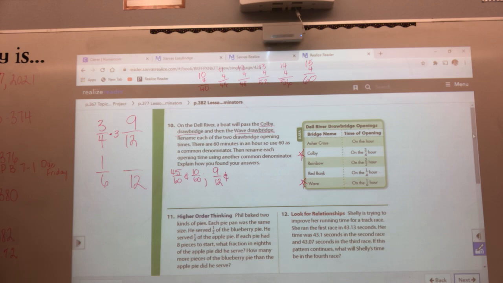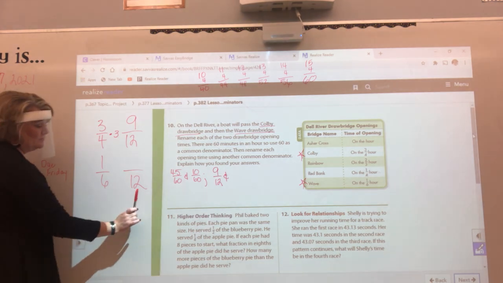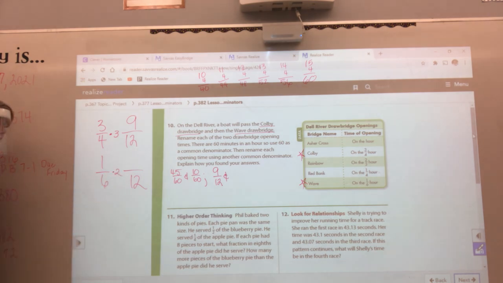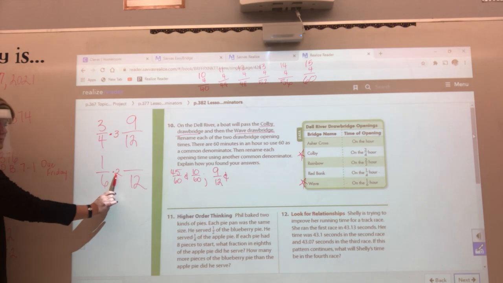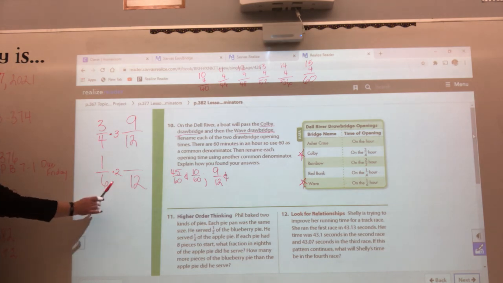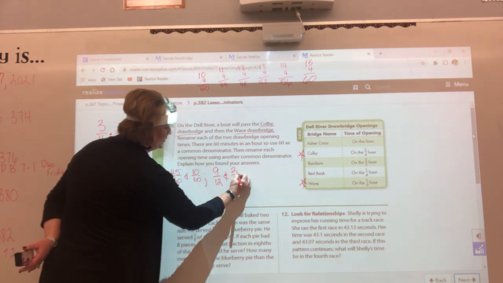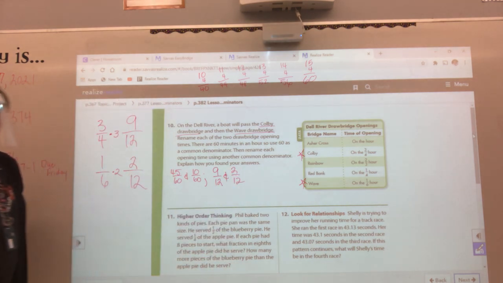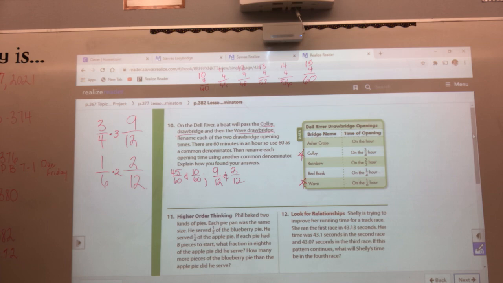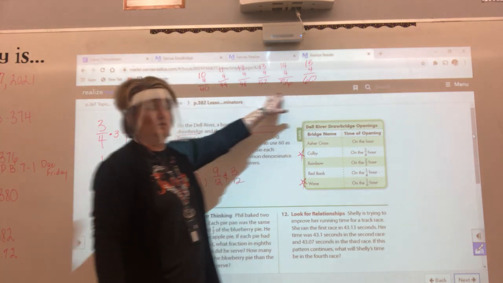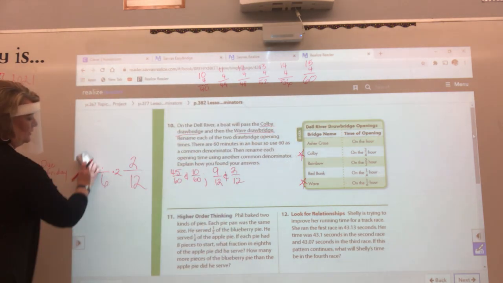Now we're on the bottom. How in the world do we go from 6 to 12? 6 times what gets me 12? Say it, 2. That is so easy. You should know this. We're in 5th grade. So if we multiply the bottom times 2, we got to multiply the top times 2. So what's 1 times 2, class? 2. There's your second answer. And I like it so much better because it's so much lower, easier. I didn't have to do all this for that one because it's so much lower.